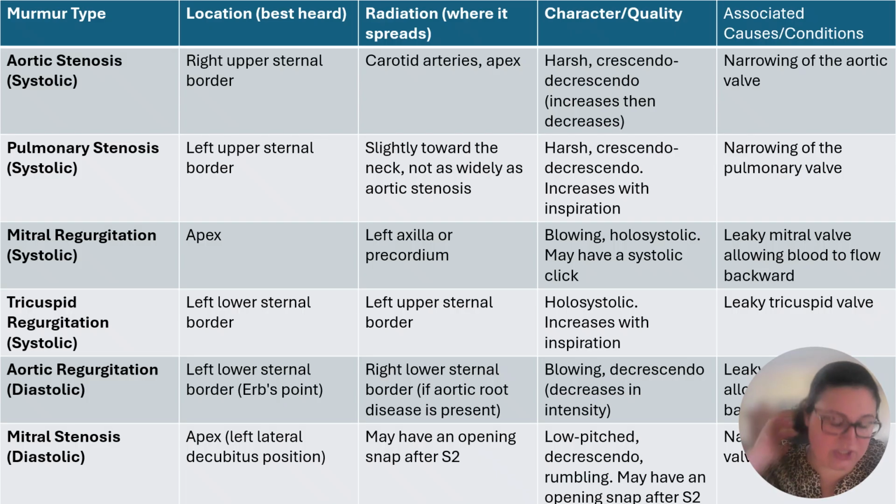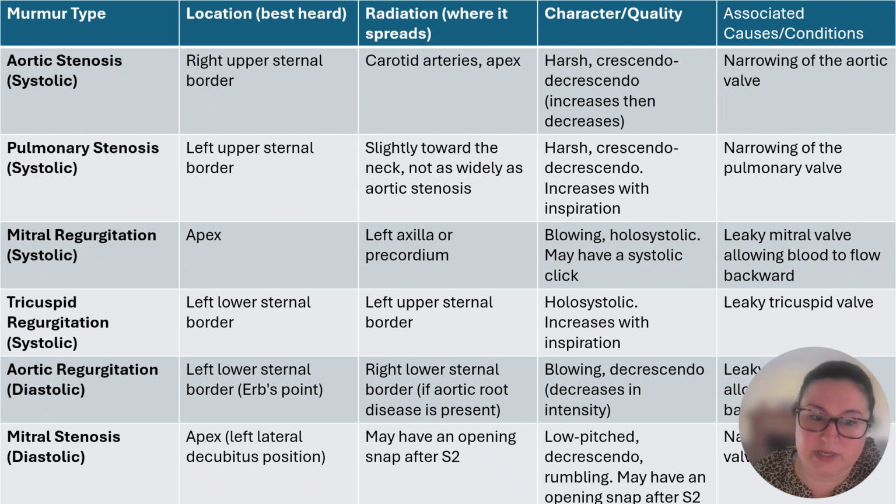Aortic regurgitation is a diastolic murmur located in the left lower sternal border at Erb's point. It would radiate to the right lower sternal border if aortic root disease is present, and it's a blowing decrescendo, decreasing in intensity, and this is a leaky aortic valve.